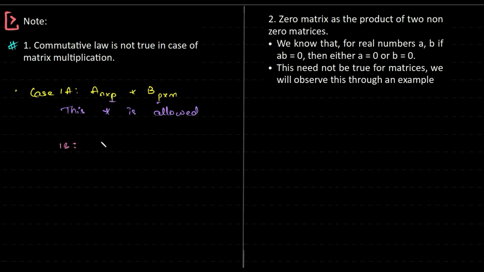Okay, same case extended. If I flip this around, so that B comes first and A comes later, can we do this multiplication? We can't do this multiplication. This multiplication is not allowed.